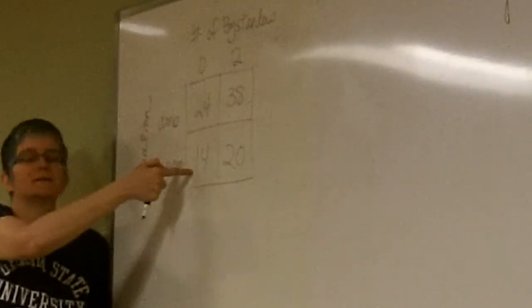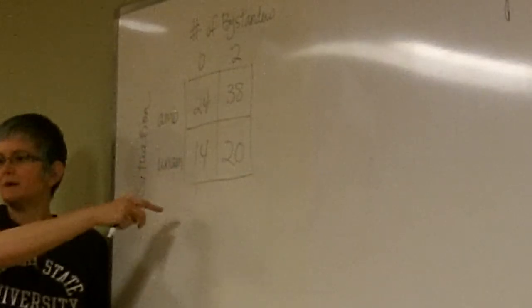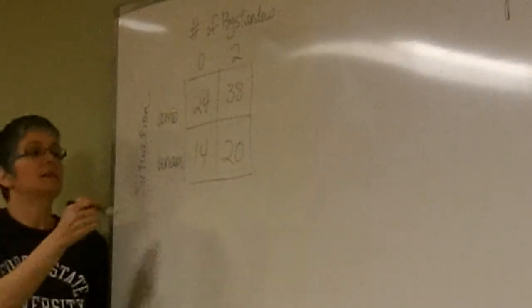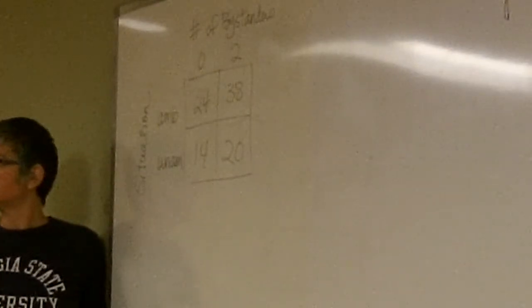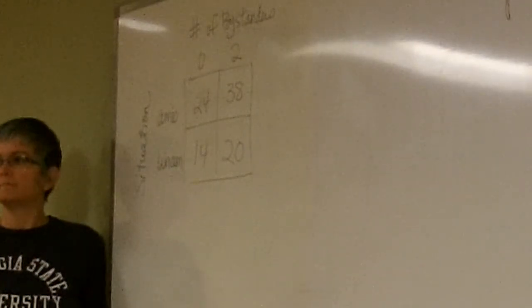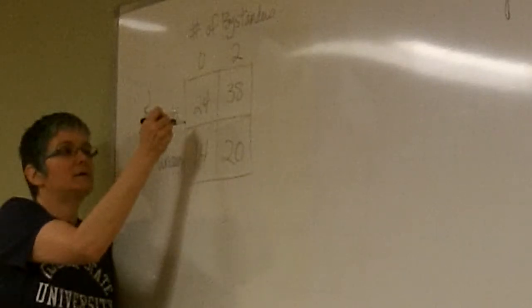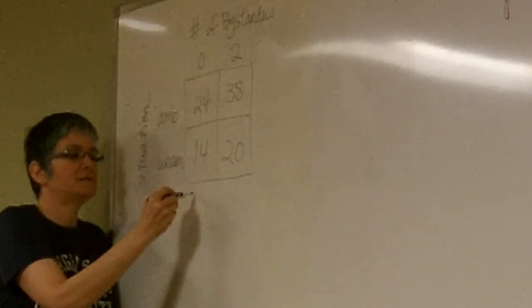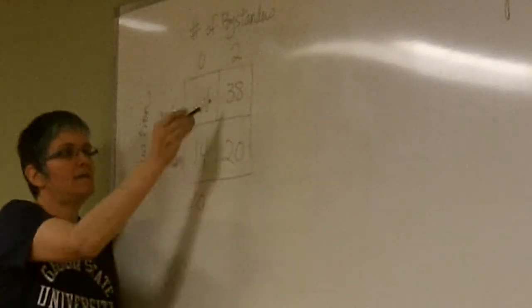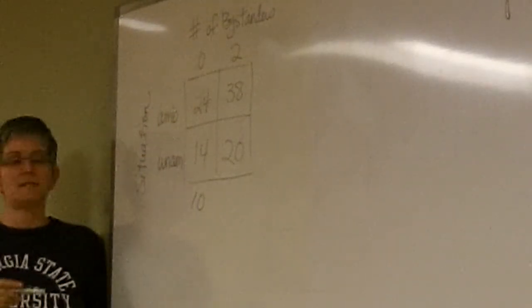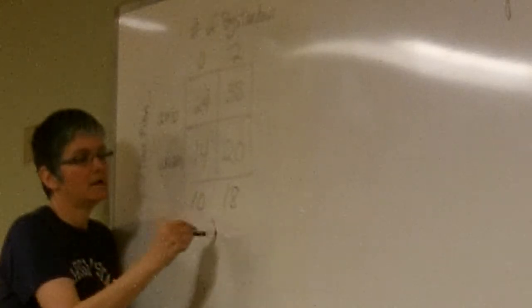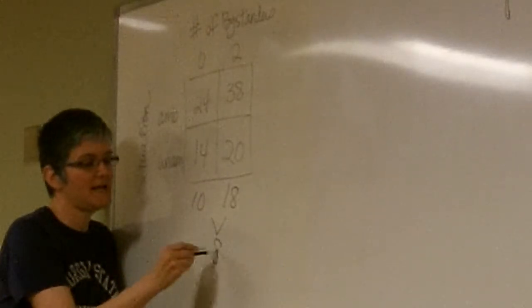Subtract the bottom from the top because this one's smaller. That gives us a nice positive number. That's easy, okay? That means that I'm always going to subtract the unambiguous condition from the ambiguous condition, no matter what. So that means 24 minus 14, the difference is 10. And then 38 minus 20, and the difference is 18. Now I compare, and the difference between those two is 8.